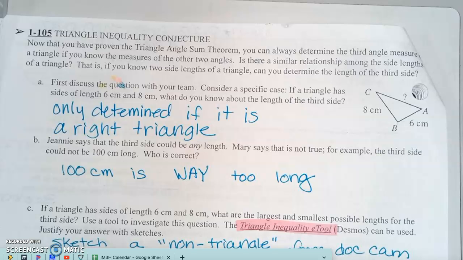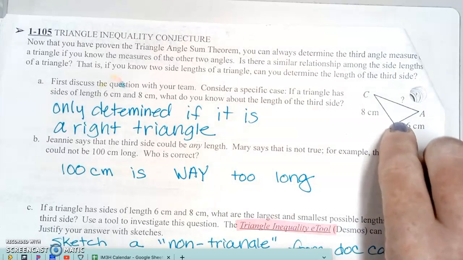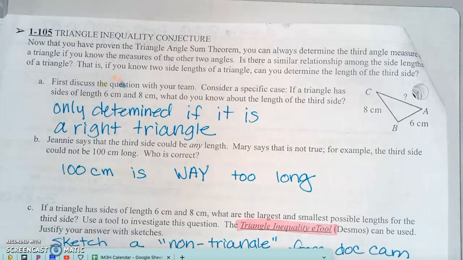Does anybody know the name of the theorem? The Pythagorean Theorem. You could use the Pythagorean Theorem to get that third side, and you would get the exact measure. But it doesn't have that little box. You should see that little box right there, and it's just not there. So that would be the only way we could for sure determine it, but we don't have that. So if you don't have that, how can you get the third side?